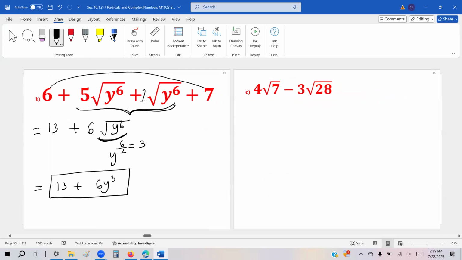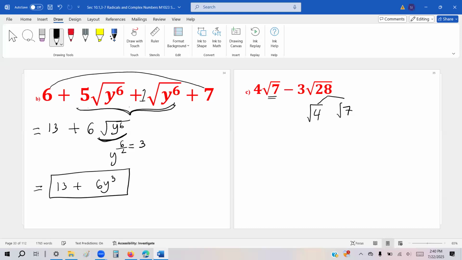Now comes something trickier. 4 square root of 7 minus 3 square root of 28. Break it up with 7. Great. 7 is not reducible. That means our goal is to divide 28 by 7 and see if you can divide. Can you divide 28 by 7? How many times? 4 times. So we can divide 28 by 7.